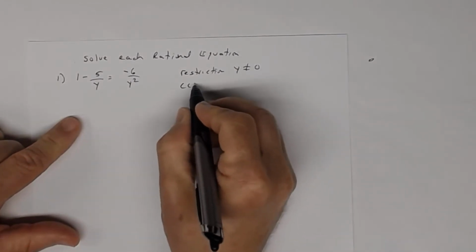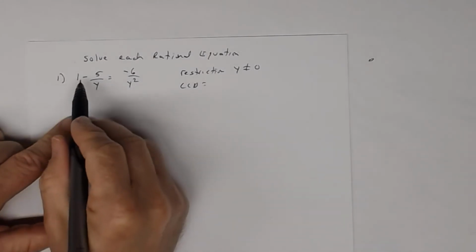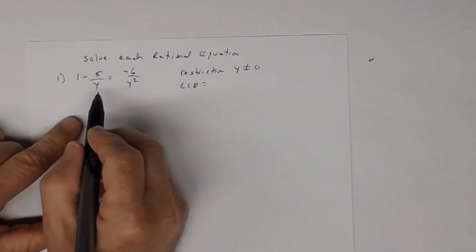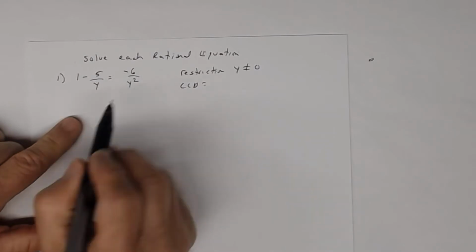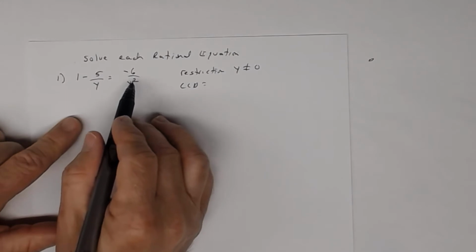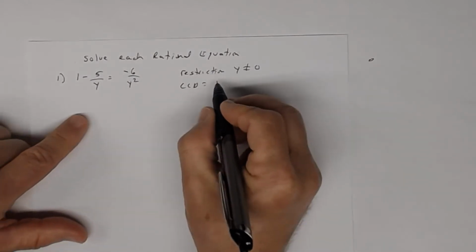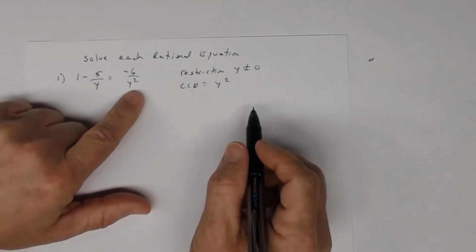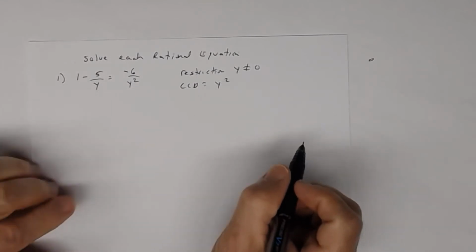Next thing you're going to do is find your least common denominator. So you have three fractions. You see that? You have 1 divided by 1, 5 divided by y, and then negative 6 divided by y squared. So the least common denominator is y squared. So you have to use the exponent that occurs the greatest. So it'll be y squared. So this is one factor of y, this is two factors of y, so you need y squared.